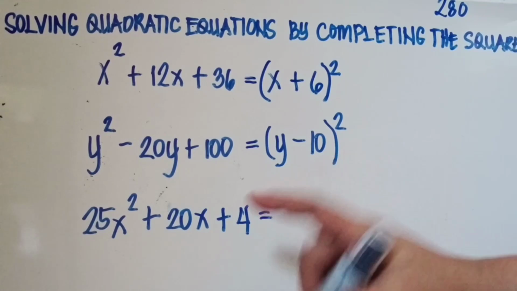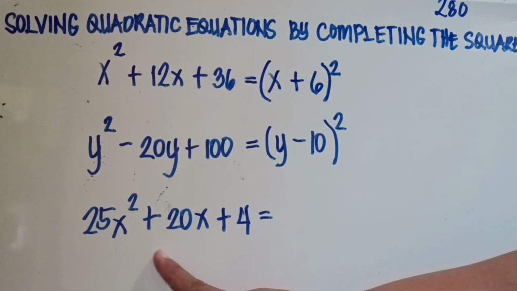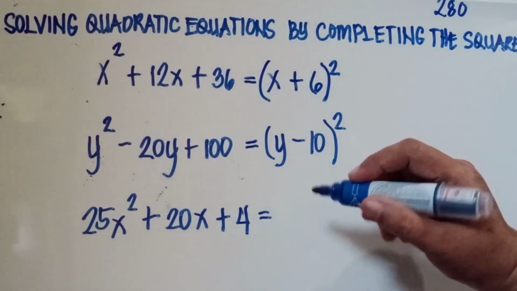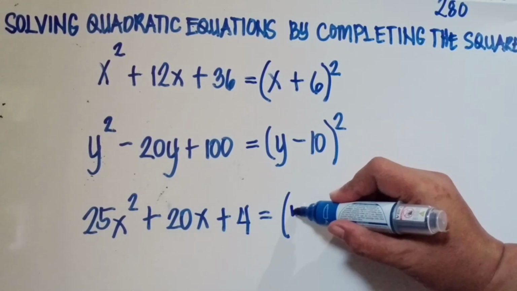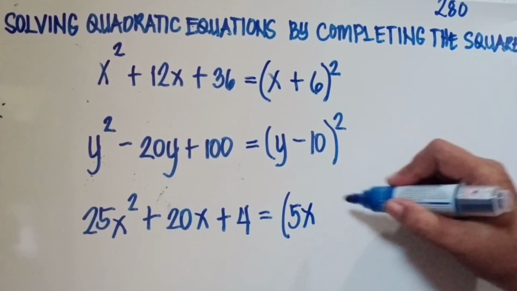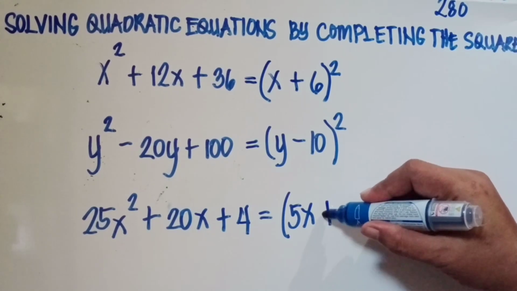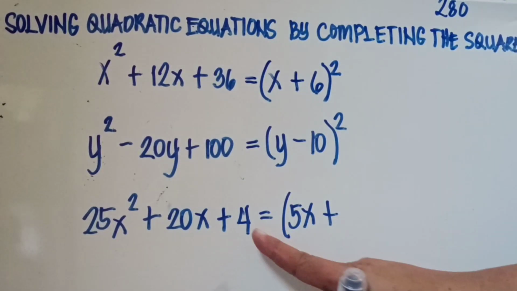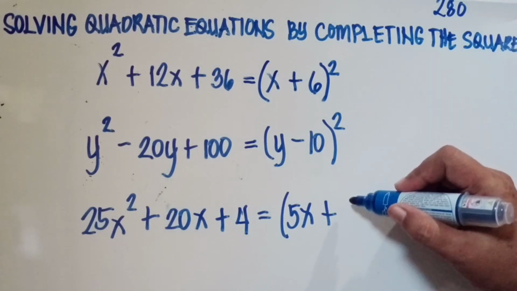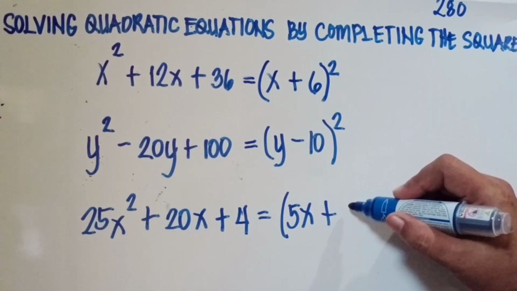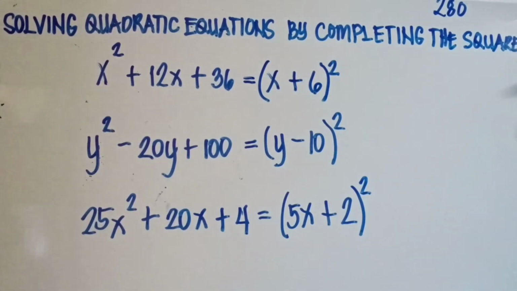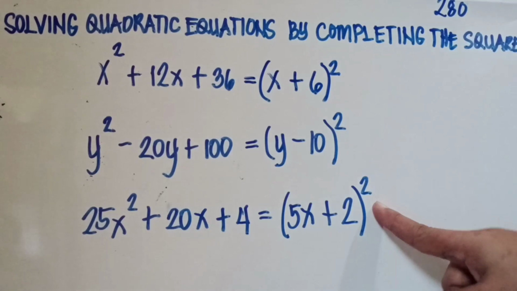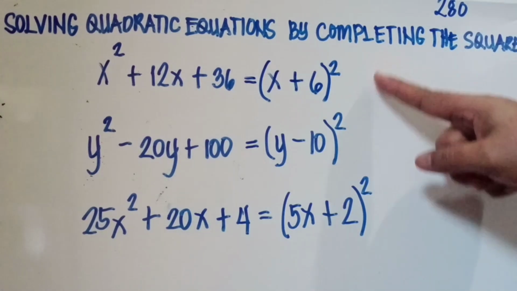Then, the last one is 25x squared plus 20x plus 4. So, the square root of the first term is 5x. Then, sign of the middle term. Then, after that, get the square root of the last term. That is 4. So, the square root of 4 is 2. Then, raise this to the second power. So, the answers here are all square of binomials.